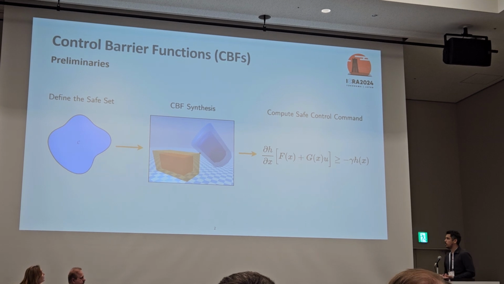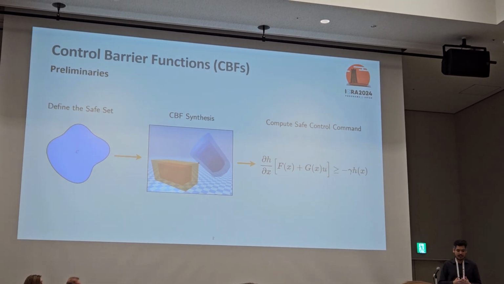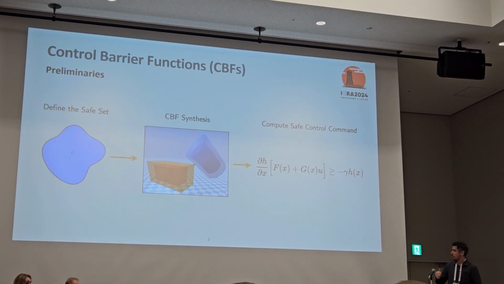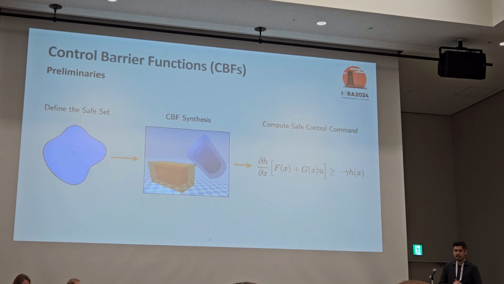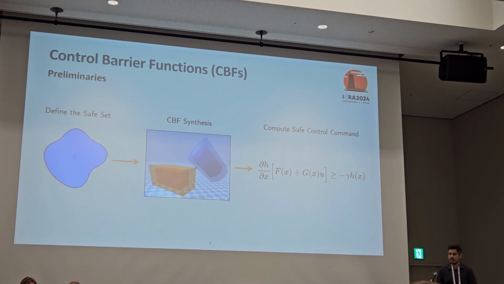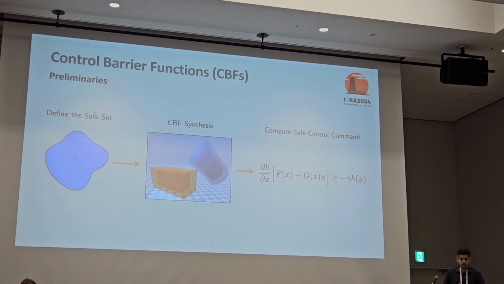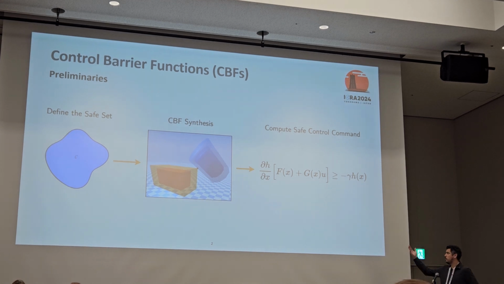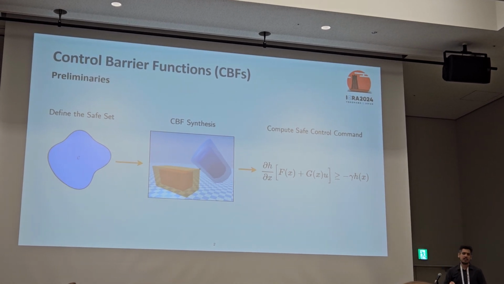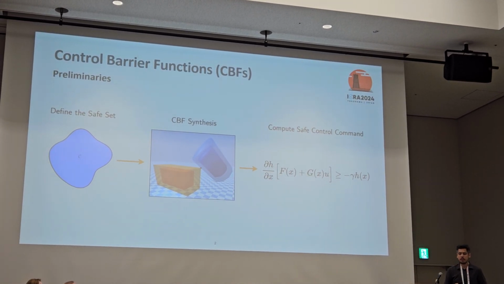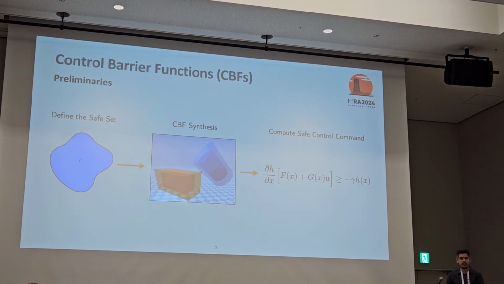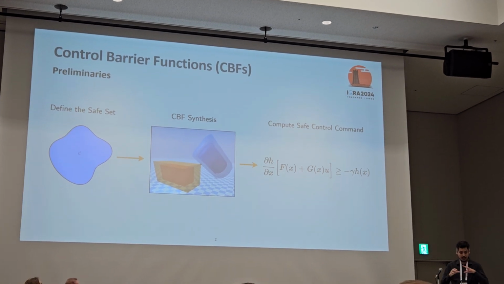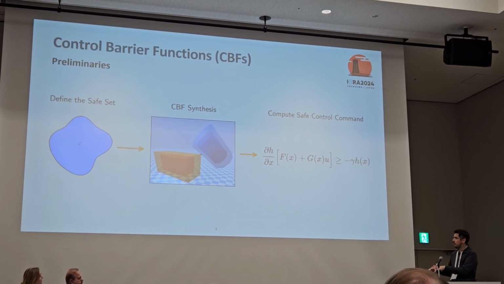So here we're going to use control barrier functions, and in order to do so, we have to go through 3 steps. First, we need to define the safe set. Then we need to synthesize the CBF function, here denoted by H. And once you have the CBF function, you have to implement it using an inequality that you're going to insert into an optimization problem. And once you solve this optimization problem, you get a safe control input. In this work, we're going to focus on the CBF synthesis, right?